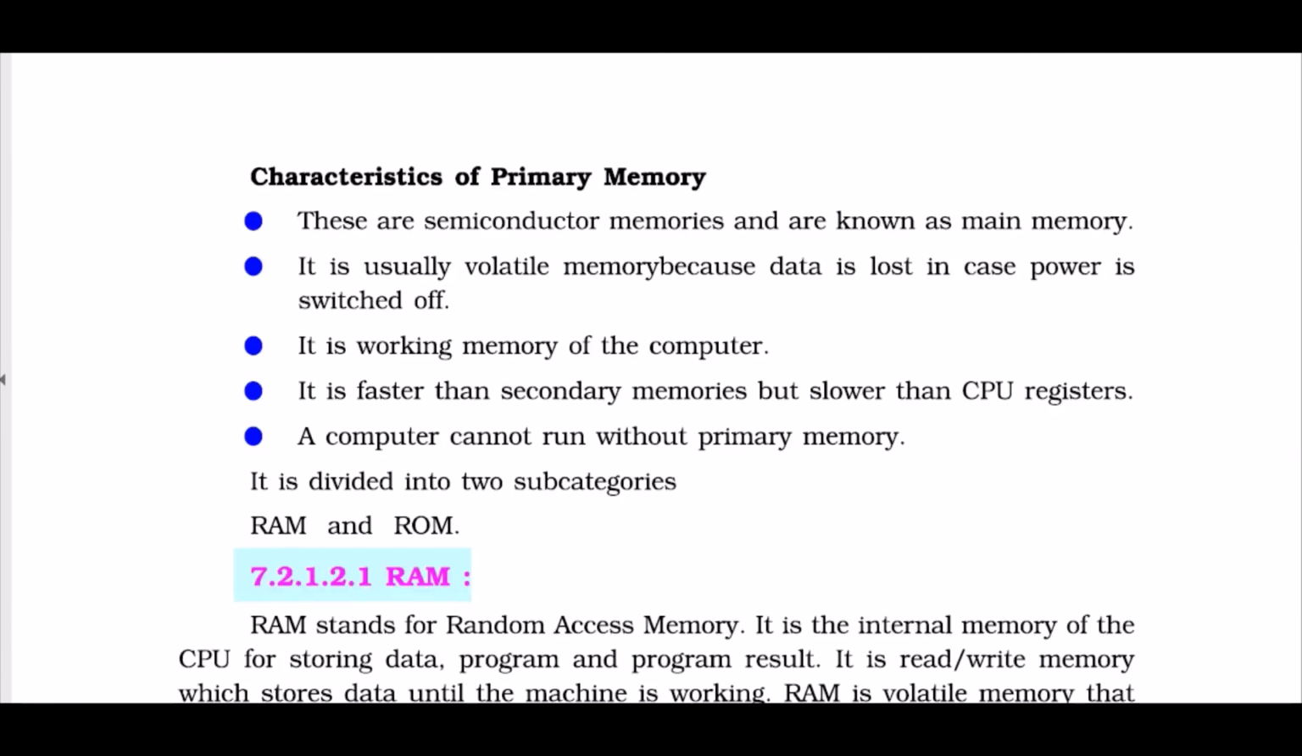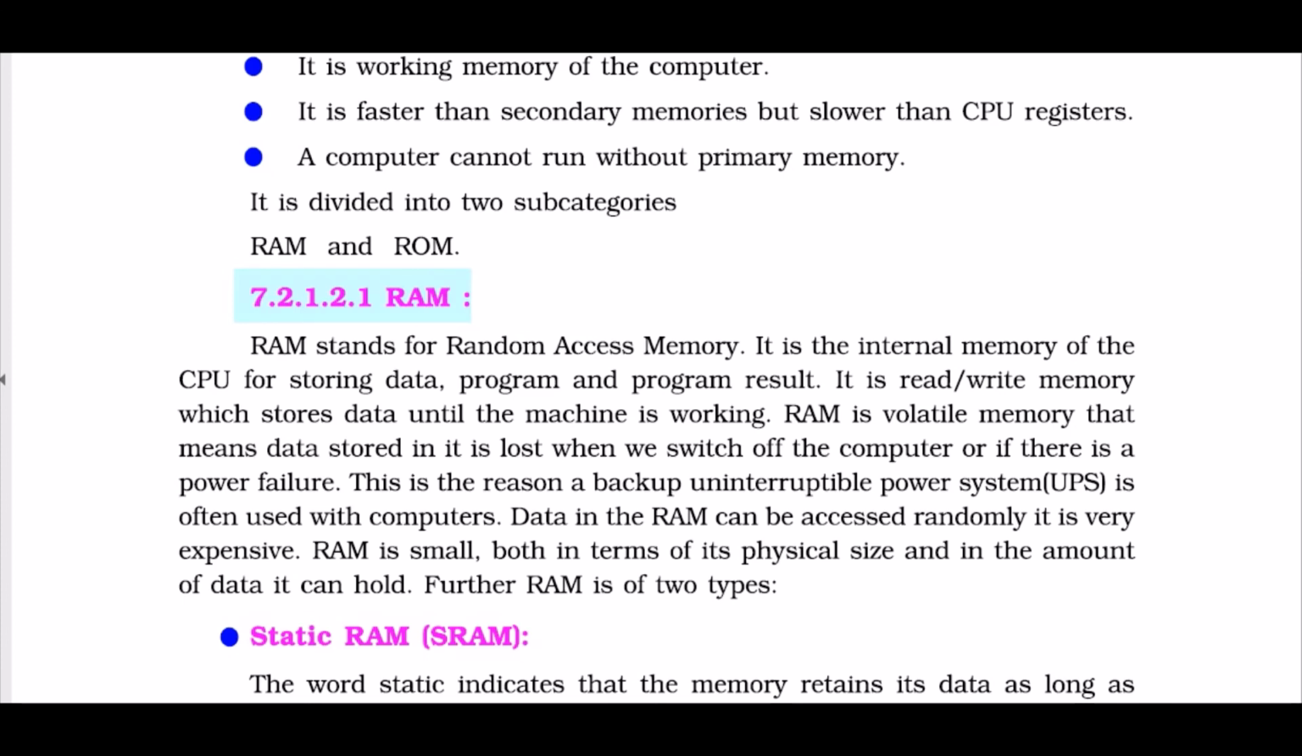Characteristics: these are semiconductor memories. It is usually volatile. Volatile means it's really unstable memory because data is lost in case of power loss. It is the working memory of the computer, faster than secondary memories but slower than CPU registers. Secondary memories are the devices where you store your main data, but as primary memory is working as an intermediate, it is way faster. The computer cannot run without primary memory. Two main categories are RAM and ROM.